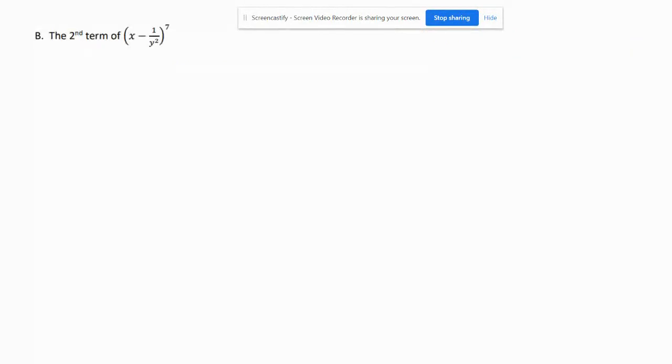Second term. Okay, so in this one, we want t2, and our formula was t sub k plus 1 equals n choose k, x to the n minus k, y to the k. So for t2, okay, this means that k equals 1, because t sub k plus 1, so for t2 this value must be a 1. Our n value is 7. 7 choose 1, x to the 7 minus 1.